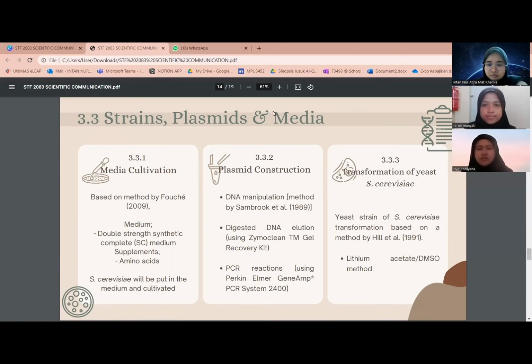And the DNA manipulation method will be based on a study by Sandberg et al. The digested DNA will be eluted using the Zymoclean gel recovery kit from Zymo Research Corporation, USA. Next, a PCR reaction will be conducted under the specification of Inqaba Biotech located in South Africa, with specific primers based on the method by Fuchs. Next, the yeast will be transformed based on the lithium acetate or DMSO method by Hill et al. Next slide.